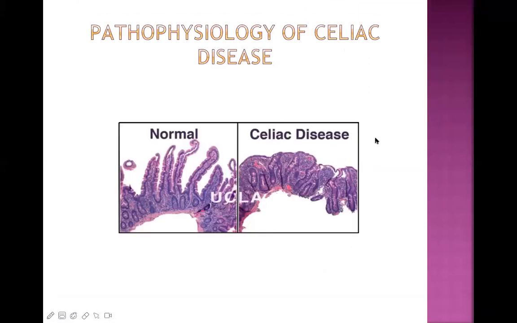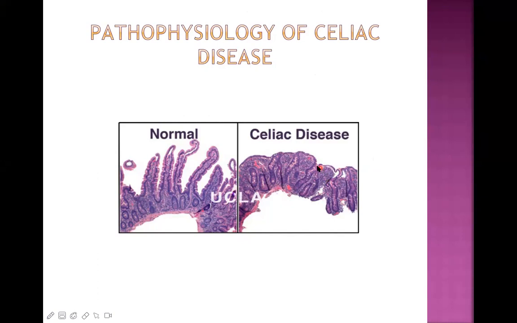Now look at this picture here. This is the normal bowel, okay? Normal bowel, and another one is celiac disease. Now you can see the clear-cut difference. Normally these are called villi. These villi are finger-like projections or leaf-like projections from the epithelium, and these in between are called crypts of Lieberkühn, intestinal glands, you can say.